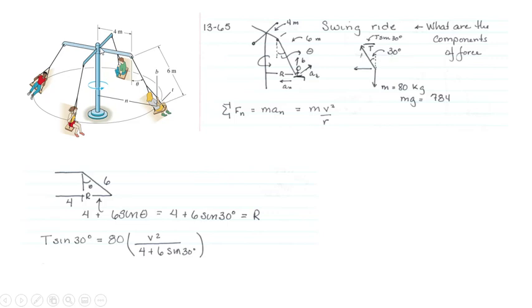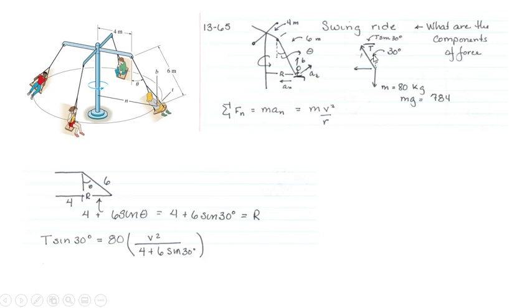Our bar of our swing ride is 4 meters. We know that this is 6 meters. So we're going to need this little space here on our triangle. It's 6 times the sine of our angle. And we are actually given in the problem that we're going to be at 30 degrees. That's coming from the problem in and of itself. And so we can find that, or we can find our radius.